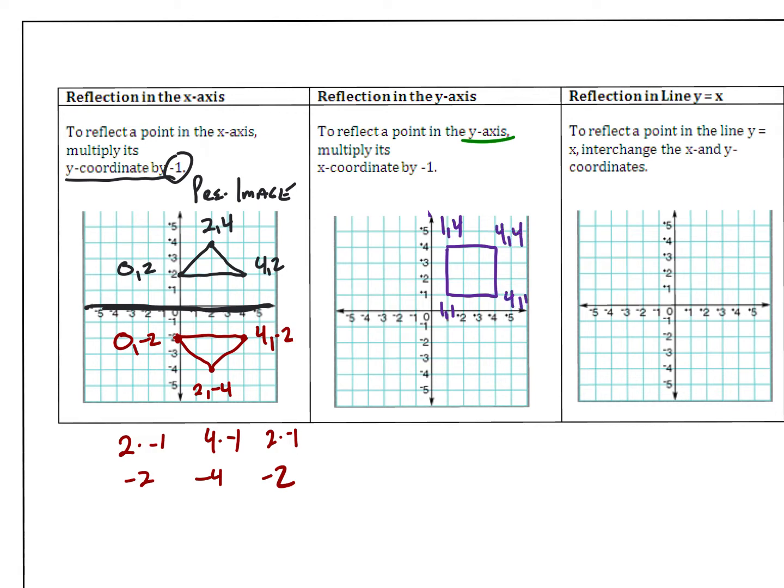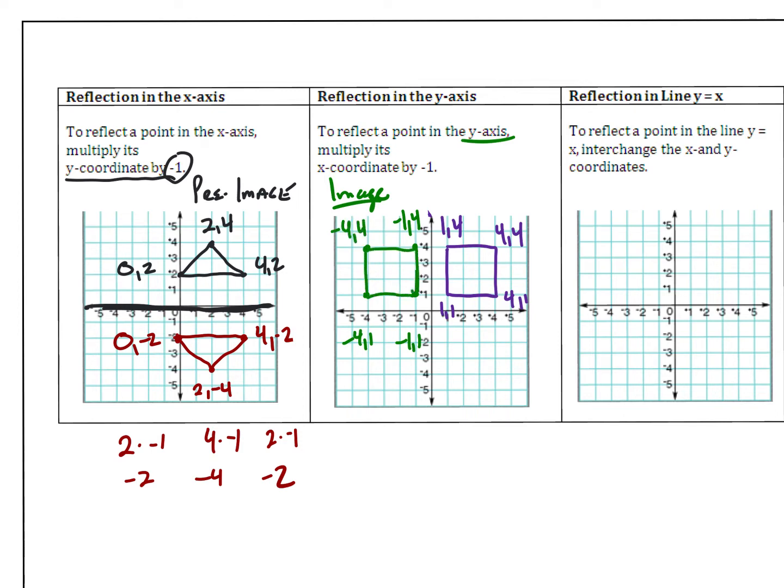If I'm going to reflect it across the y-axis, I multiply all the x-coordinates times -1. So again, this would be my pre-image. Now my image will be over here. So that becomes (-1, 1), (-4, 1), (-1, 4), (-4, 4).